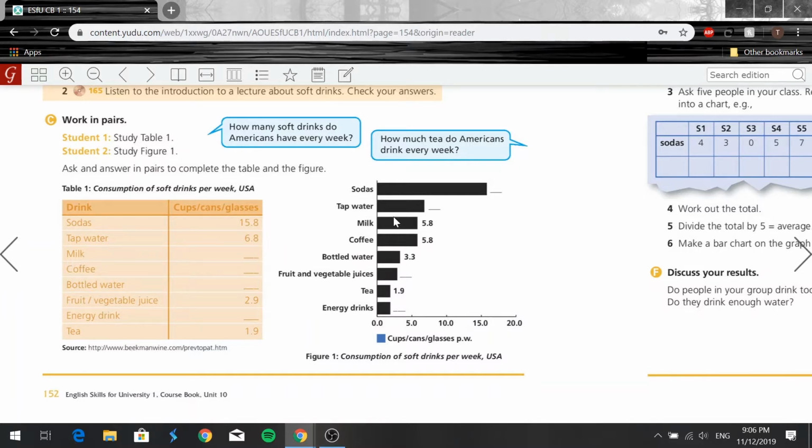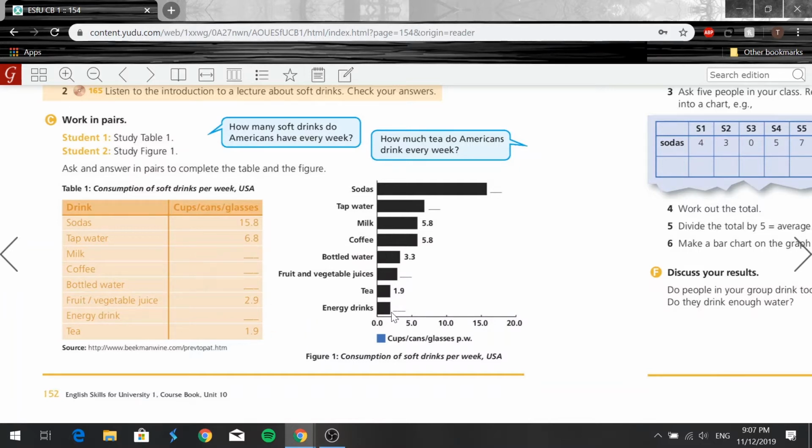And for milk, again, looks like it's 5.8. Coffee, 5.8 as well. Bottled water has around, we'd say 3.3 glasses of water per week. I don't think that's true, honestly, because you wouldn't survive on 3.3 glasses of water per week, or bottled water, I should say. So in this case, it's bottles. Okay. Fruit and vegetable juice, 2.9, around here as well. Oops, 2.9, right? And then we have energy drinks.